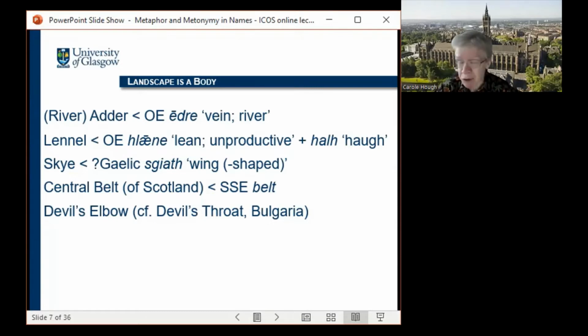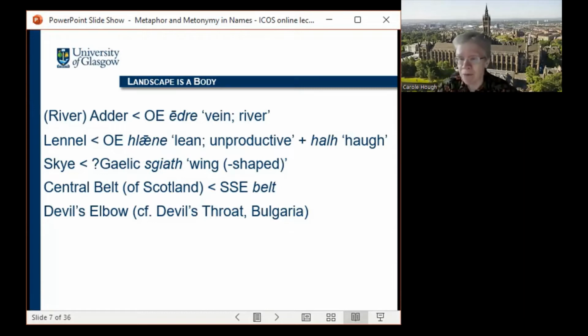The supernatural body is also represented. The devil's elbow is a double hairpin bend towards the top of the Cairnwell Pass between Glenshee and Braemar in the Scottish Highlands.